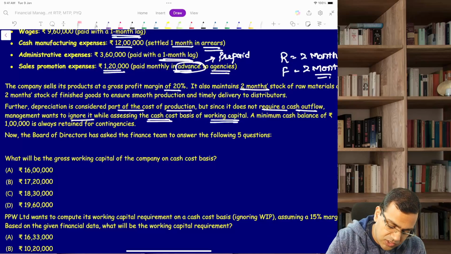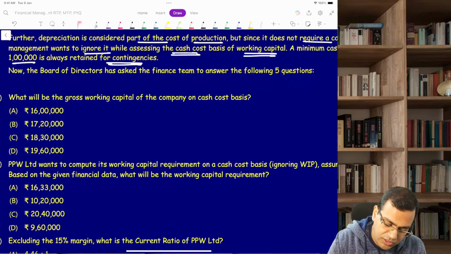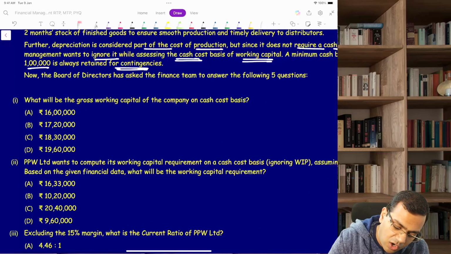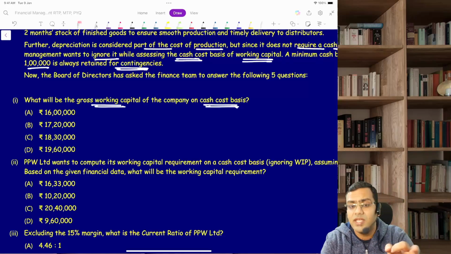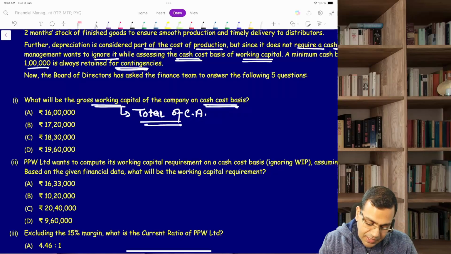The minimum cash balance of 1 lakh is always retained for contingencies. Now the board of directors has asked the finance team the following 5 questions. What will be the gross working capital of the company on cash cost basis? What is gross working capital? That means it is the total of current assets. Total of current assets is your gross working capital.